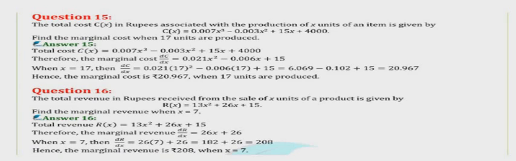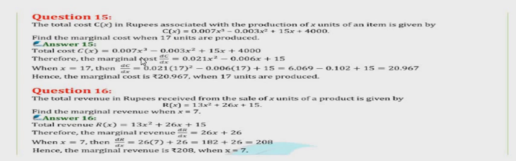Question number 15 and 16 are of the same type. The cost function in rupees associated with the production of x units of an item is given by this. It means cost function. Like we say f(x) is equal to something, similarly it is cost function C(x). Company has decided a cost function like this. X means number of the units produced by the company. Find the marginal cost when the units becomes 17.